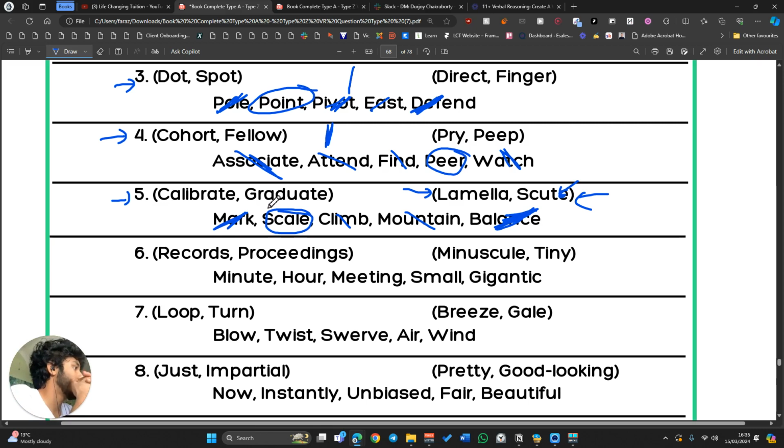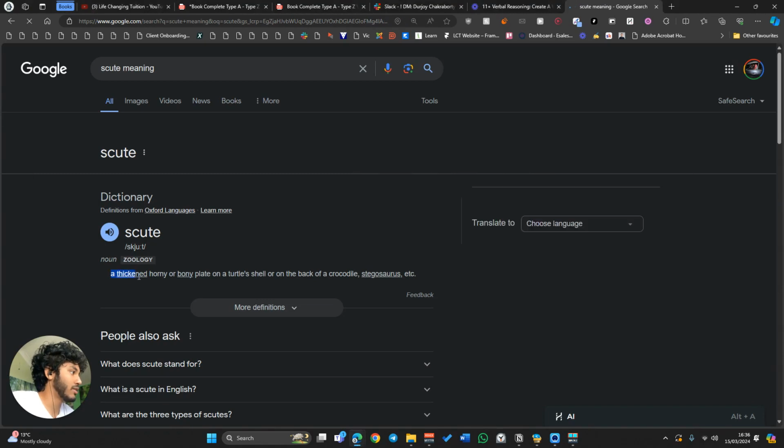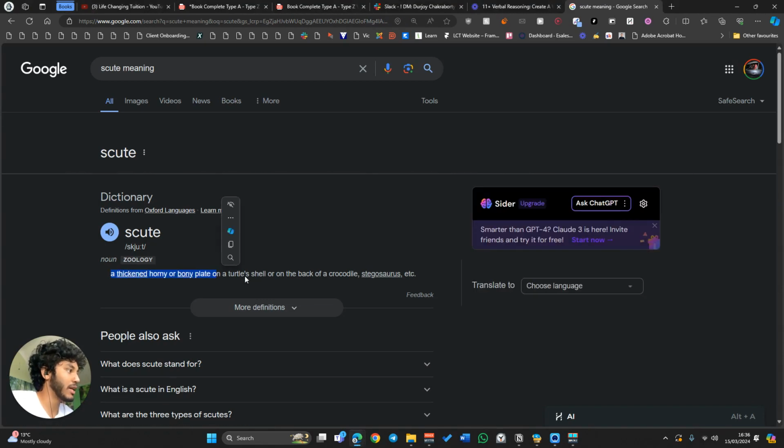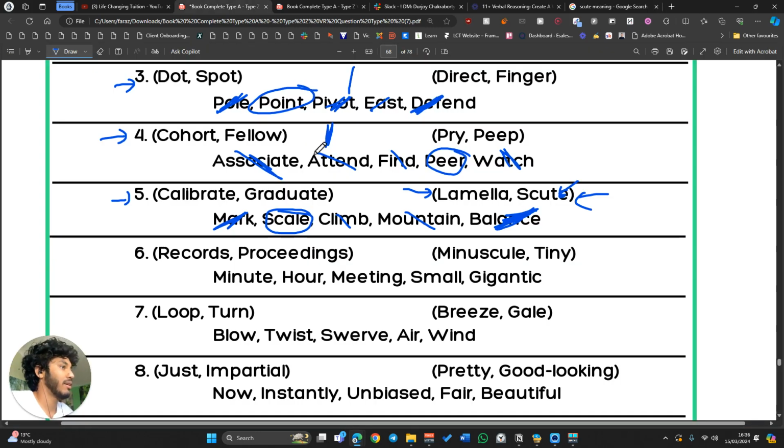the closest, because if we just put up the definition of scute actually now, you can see here that it's a thickened, horny or bony plate on a turtle's shell. Again, if you're talking about like maybe a turtle's scales or a crocodile's scales, that's very close to it, and that's probably why it would match the closest.